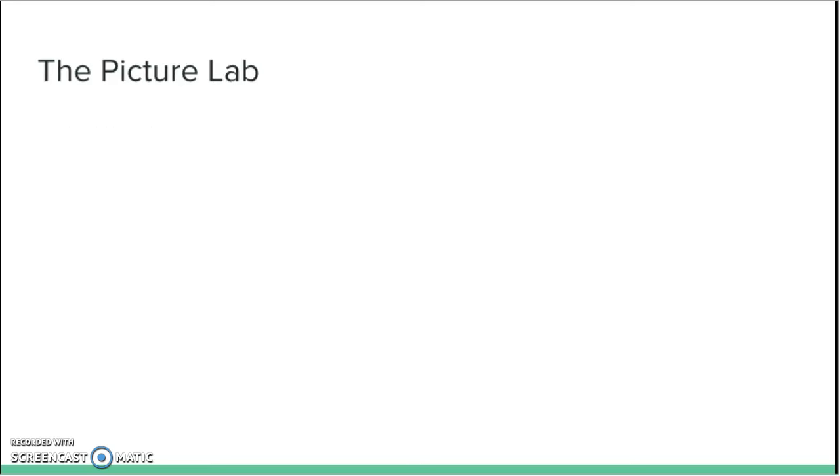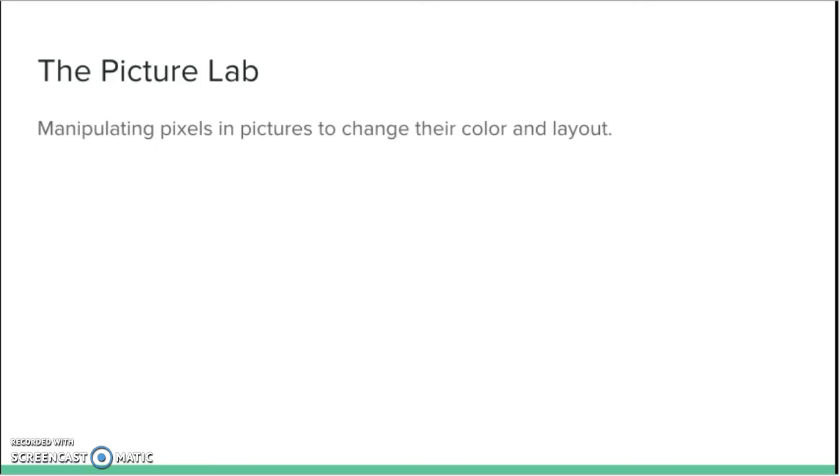So I just want to give you an idea of what we'll be doing in the Picture Lab. Basically we'll be manipulating pictures to change their color and their layout. So one of the things we're going to do is change colors. We can actually go through a picture pixel by pixel and change each color to be sepia tone or grayscale. Negative is when you flip the colors, so those are kind of creepy. We can take out all the blue, we can take out all the red, take out all the green. Those are all different ways we can change the color.